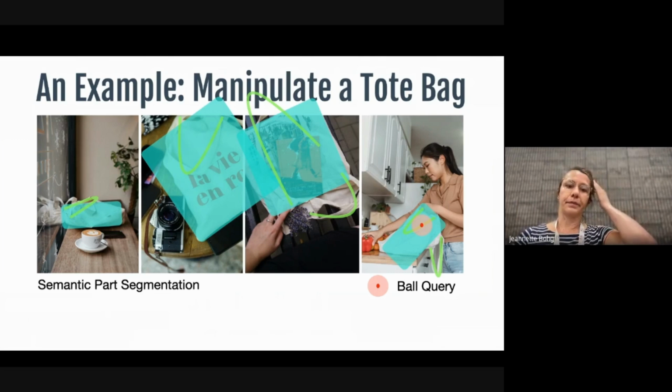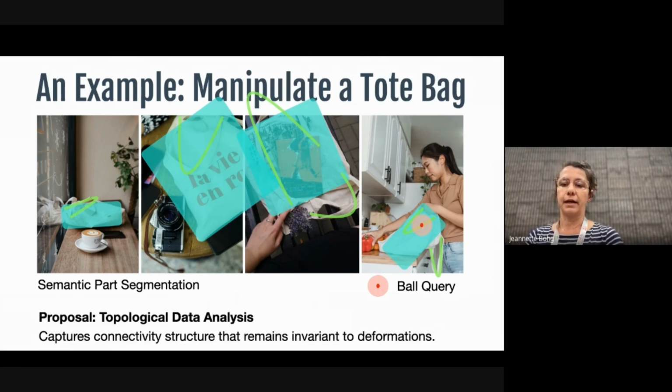So what we propose to handle this and to capture invariant global structure despite these changes in Euclidean geometry is to use topology-driven methods. And we hypothesized that because topological data analysis aims to capture the connectivity structure of data, and the connectivity remains invariant to deformation, this should improve the semantic part segmentation, okay? All right, so that's our hypothesis, and that's a method we're going to develop.